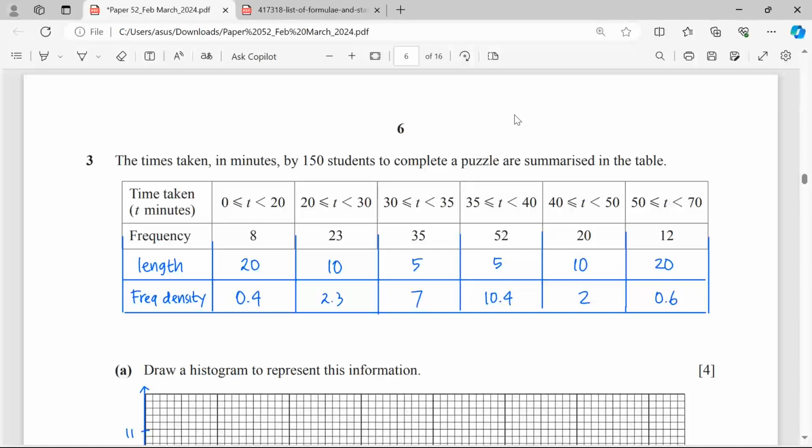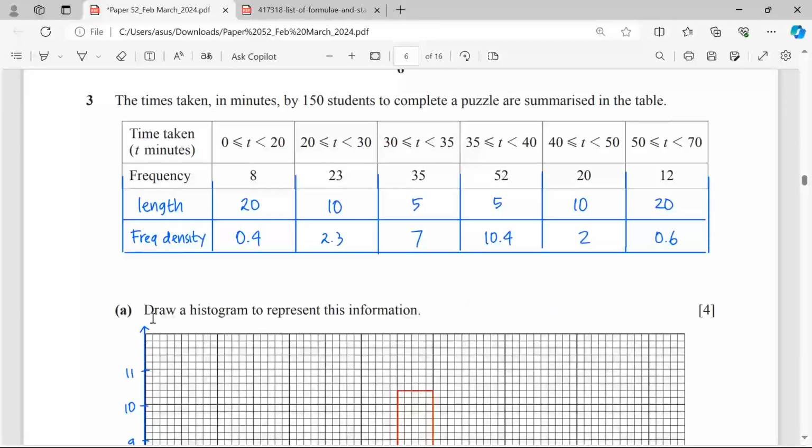Okay, for the next question, number 3. The time taken in minutes by 150 students to complete a puzzle are summarized in the following table. So we have the time taken given in intervals and also the frequency for each time taken. Okay, for the question part A, we have to draw a histogram to represent this information.